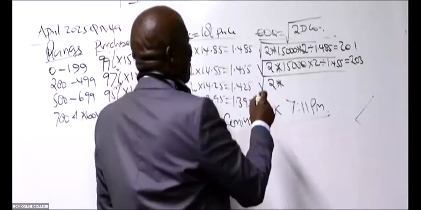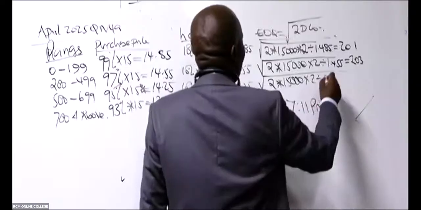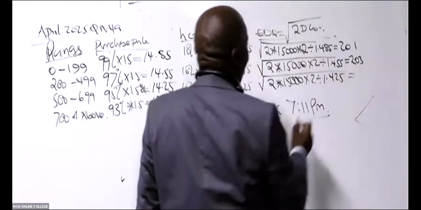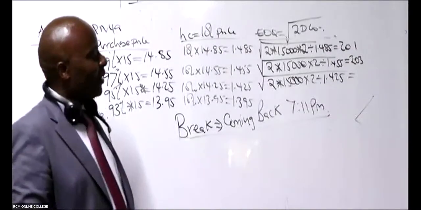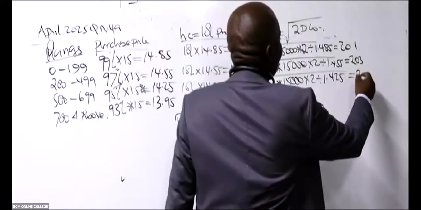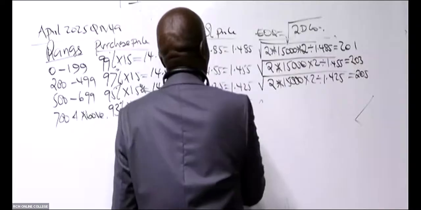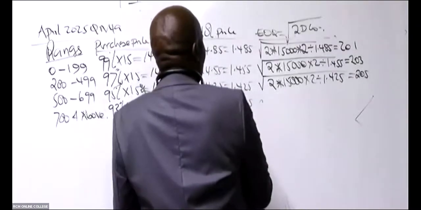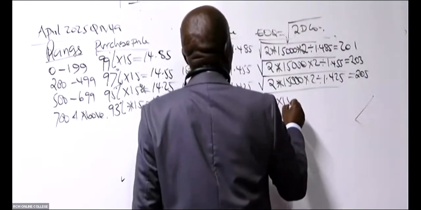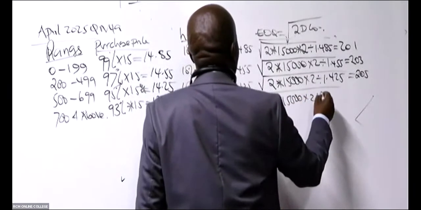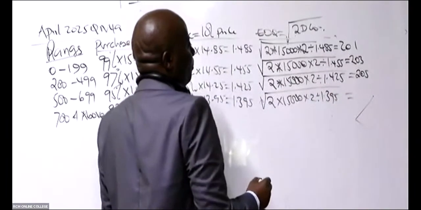So 2 times 15,000 times 2 divided by 1.425, which will end up giving us what figure? 205. So this is 205. Great. The last one, square root of 2 times 15,000 times 2 divided by 1.395. So what figure are we able to get here? 207.